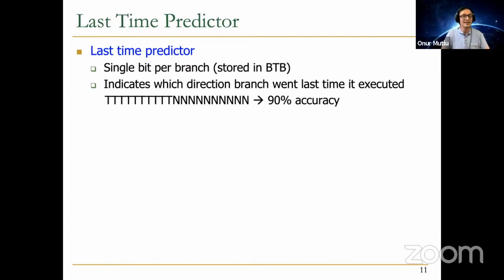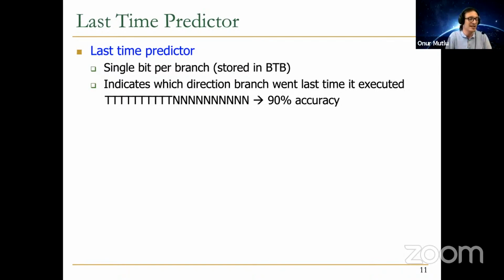Okay, so let's talk about the last time predictor. This is the simplest of the dynamic branch predictors, and as you guessed, the idea is very simple. You execute the branch many times, of course, while the program is executing. The next time you fetch the branch, you predict the direction of the branch as the direction that the branch went the previous time it was executed, in the previous instance, actually.